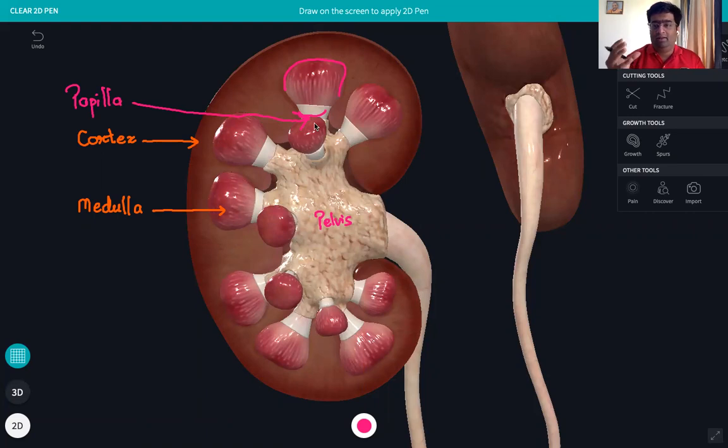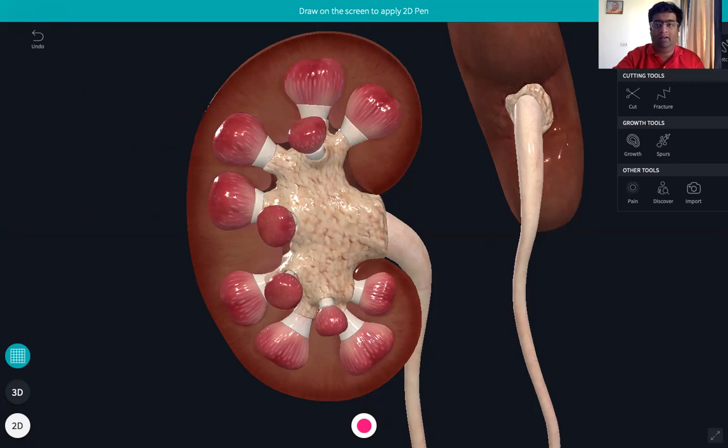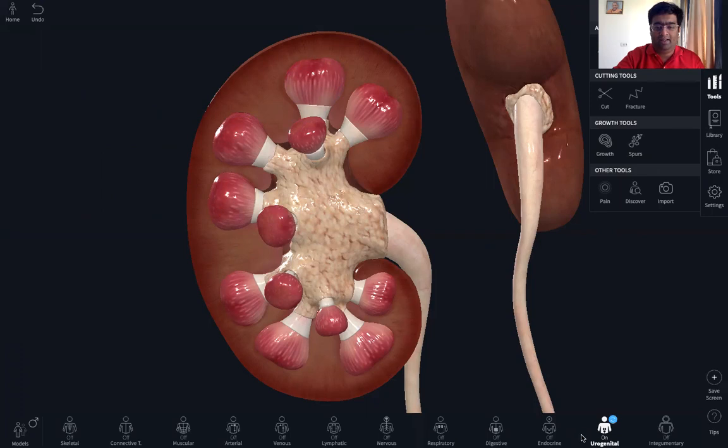Now, each renal pyramid opens into the minor calyx. The minor calyces will join and rejoin to form a major calyx, and the major calyces will finally join to form the renal pelvis, or open into the renal pelvis. Now, I'll focus on these parts in a while. So the first thing that we'll be seeing now is the minor and the major calyx.